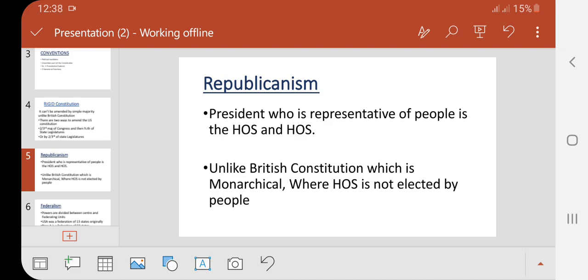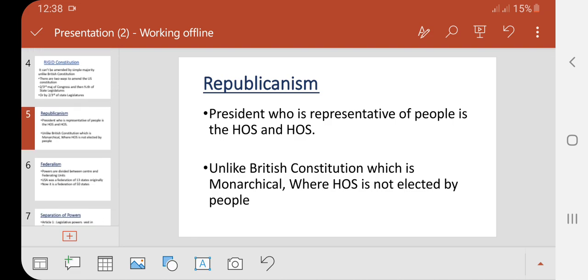Another important feature of the US Constitution is Republicanism. The head of the state, which is the president, is elected by the people, and is not a hereditary or inherited person, which is the case in the British Constitution. So Republicanism is an important feature of the US Constitution.